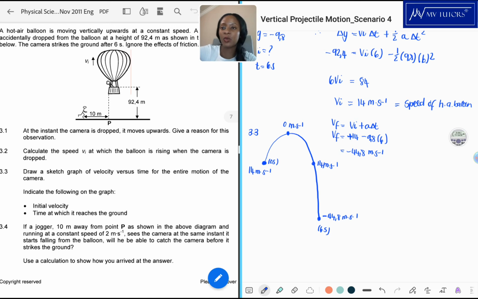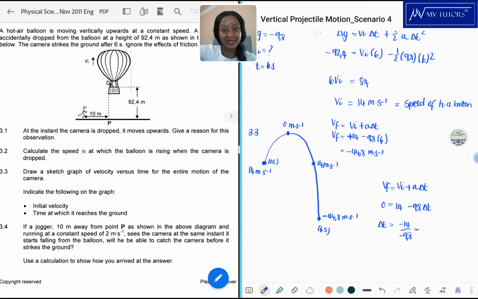What is that time there when it got to the peak? I can still use the equation: my final velocity is equal to initial velocity plus my acceleration times delta t. My final velocity is 0 at the peak, my initial velocity is 14, gravity is negative 9,8, and I'm looking for the time. So my time will be negative 14 all over negative 9,8.